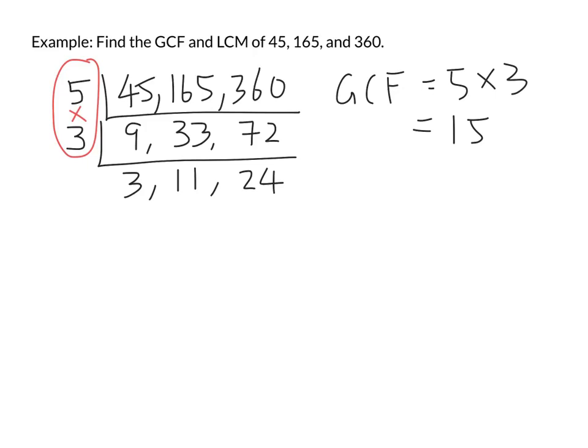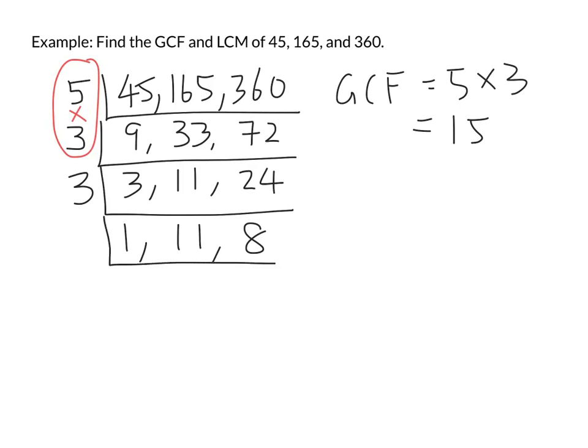Next, we're going to continue the ladder to find the LCM. So 3, 11, and 24 don't have a common factor, but if I pick two numbers, they will have a common factor. So 3 and 24 are divisible by 3, so I'm going to put 3 here. 3 divided by 3 is 1. 11 is not divisible by 3, so I'm going to copy 11 down. 24 divided by 3 is 8. So now I'm left with 11 and 8.